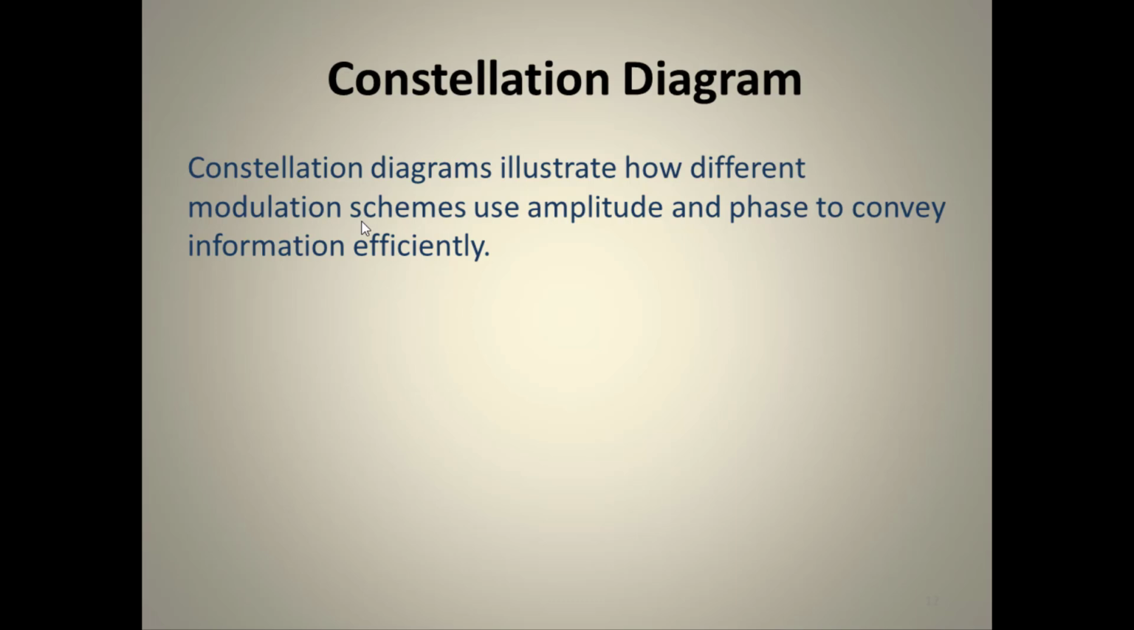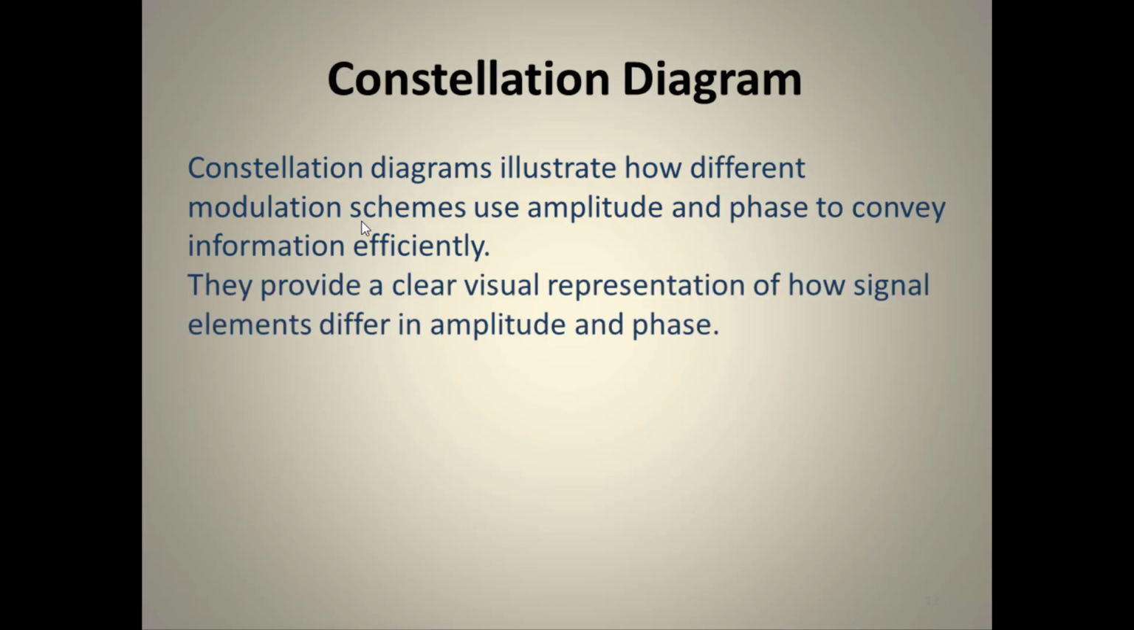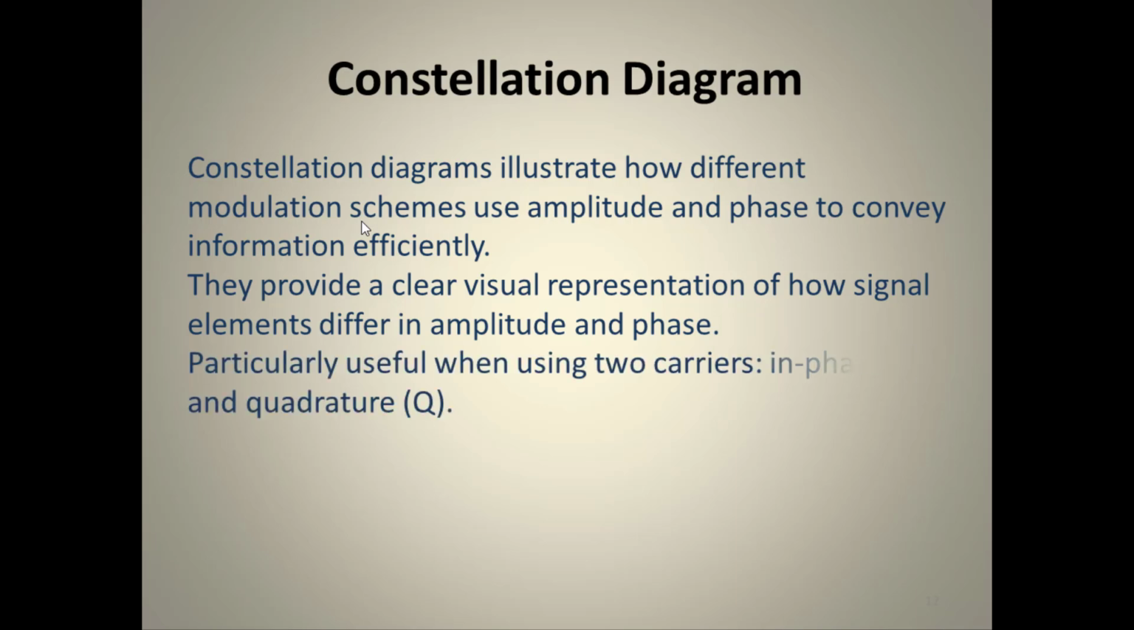Now let us go to the next topic, that is the constellation diagram. Constellation diagrams illustrate how different modulation schemes can use amplitude and phase to convey information efficiently. We can use different amplitudes and different phases to represent the different signals. Let us see what these constellation diagrams are. They provide a clear visual of how signal elements differ in amplitude and phase.